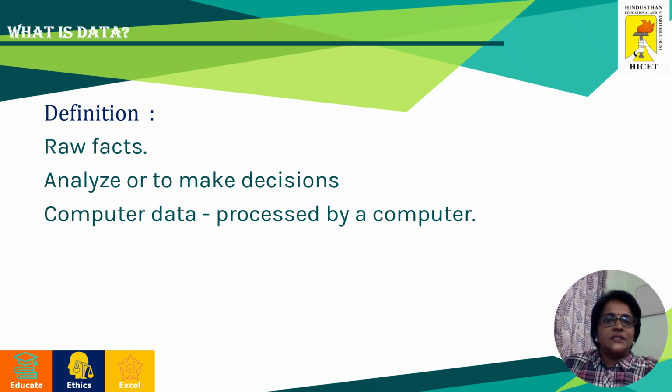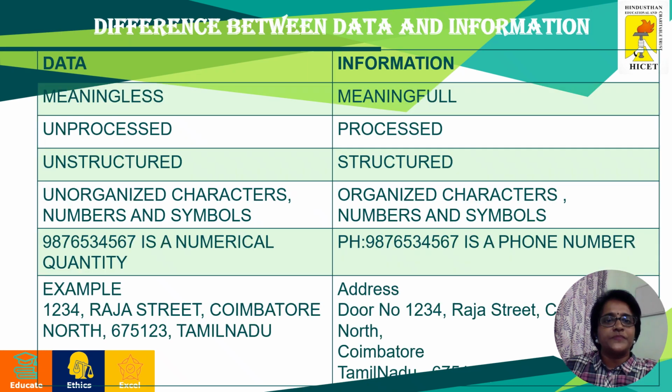Let us start with what is data? Data refers to raw facts. Something which is not going to be perfectly meaningful, we always call it data. And obviously, data helps you to analyze and to make decisions. And in simple words, computer data is the one which is processed by a computer.